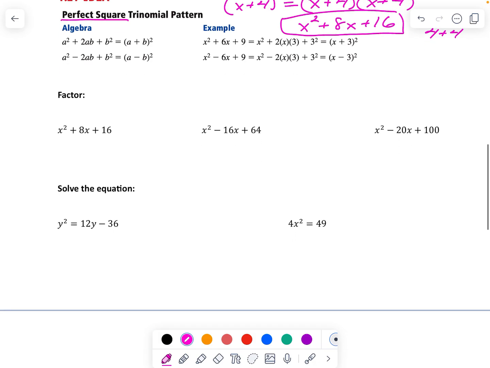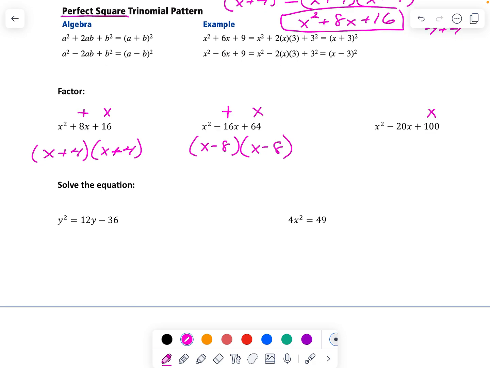But these, they're not as easily identifiable. And so we might end up going about it in our usual way. That is, what two things multiply together to give us 16, but combine to give us 8. And only after you do it, you might realize, oh, yeah, it's the same thing. Same thing here. Multiply to give 64, but combine to give negative 16. Well, that would be negative 8 and negative 8. This last one, same thing. Multiply to give us 100, combine to give negative 20, minus 10, and minus 10.